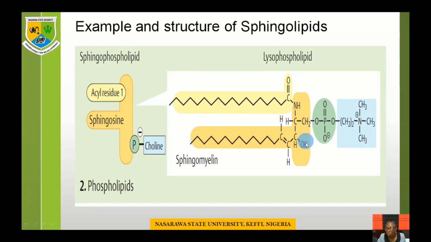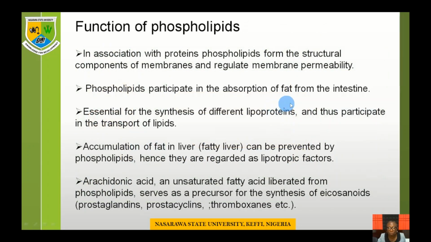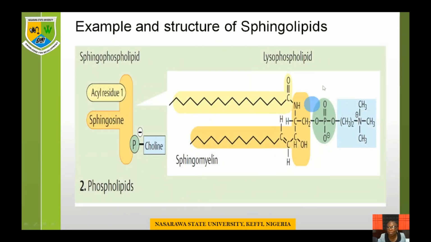So this whole compound here is the sphingosine. Then this is the phosphate, and this is the choline group. This is choline. So the whole of it is known as sphingomyelin.